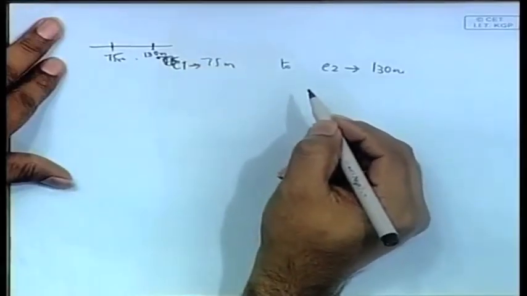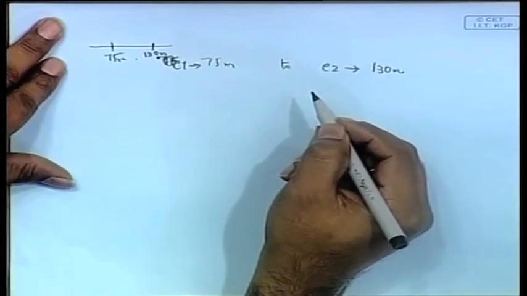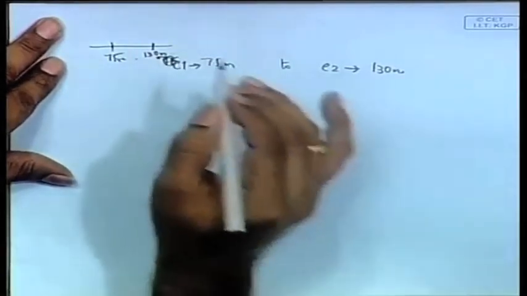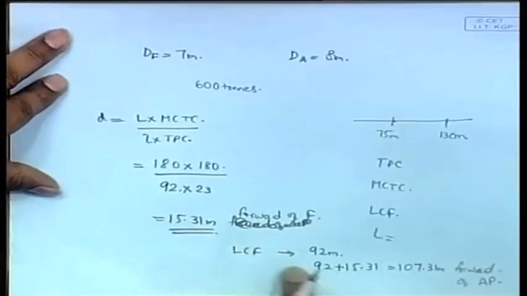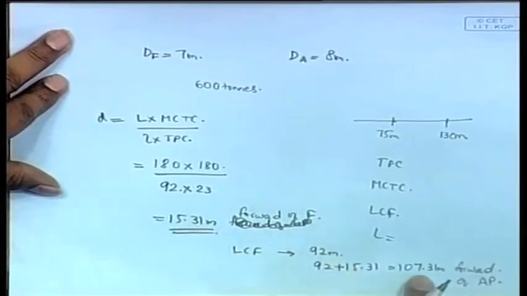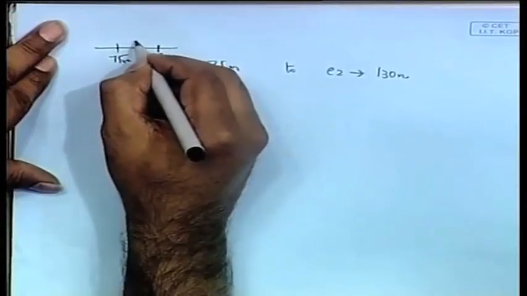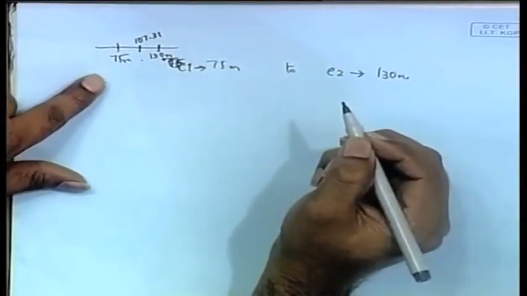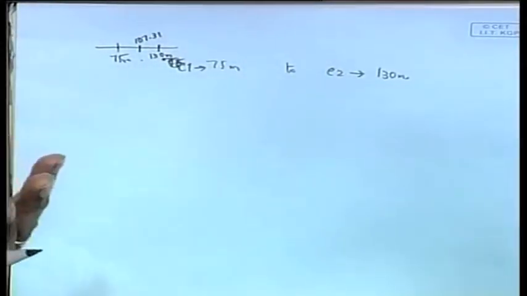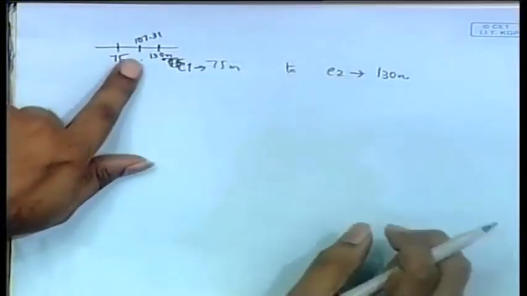Therefore, we take this distance from AP, because everything is given as distance from AP. This 15.31 meters forward of F is actually 107.3 meters forward of AP. So, let us take that 107.3 meters. Somewhere around here you have the center of gravity. Let us say that W amount of weight is added at 75, and 600 minus W amount of weight is added at the other point at 130, as a result of which your center of gravity becomes 107.31.